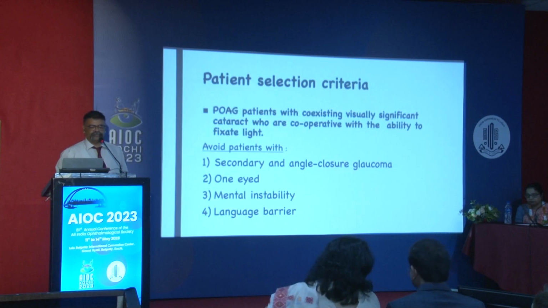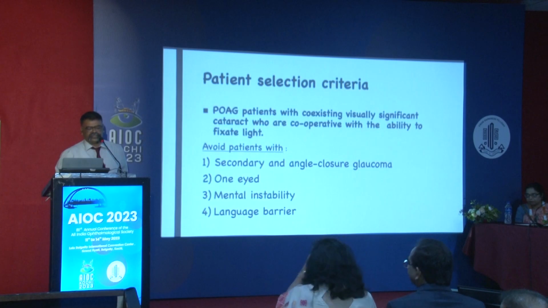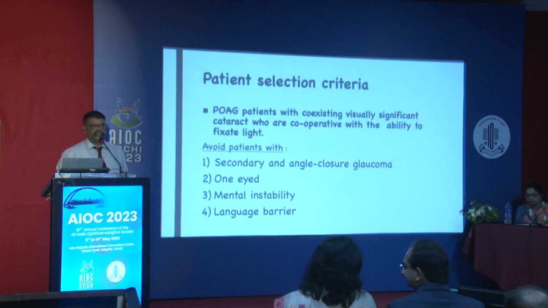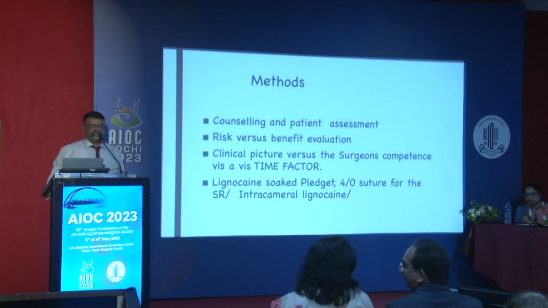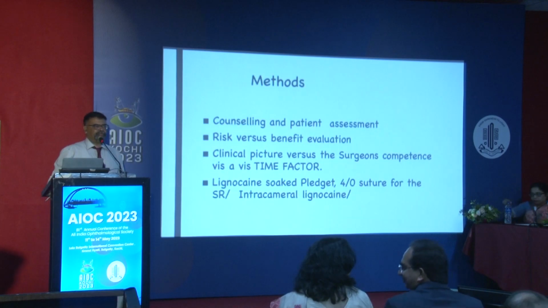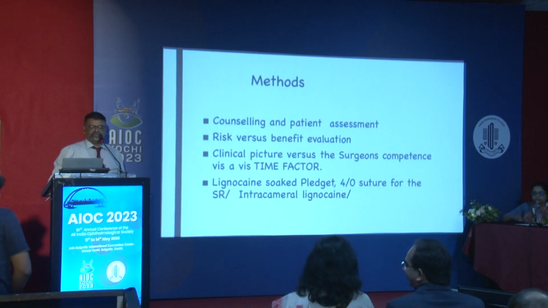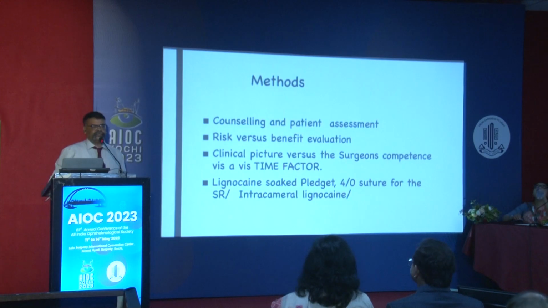Patient selection, very important. A POAG patient with coexisting visually significant cataract who is cooperative and has the ability to fixate on light, most important. Avoid patients with secondary and angle closure glaucoma, one-eyed patients, mental instability, and language barrier problems. Counseling, very important. The risk versus benefit evaluation has to be done by the surgeon himself. Clinical picture versus the surgeon's competence vis-a-vis a time factor, also very important.